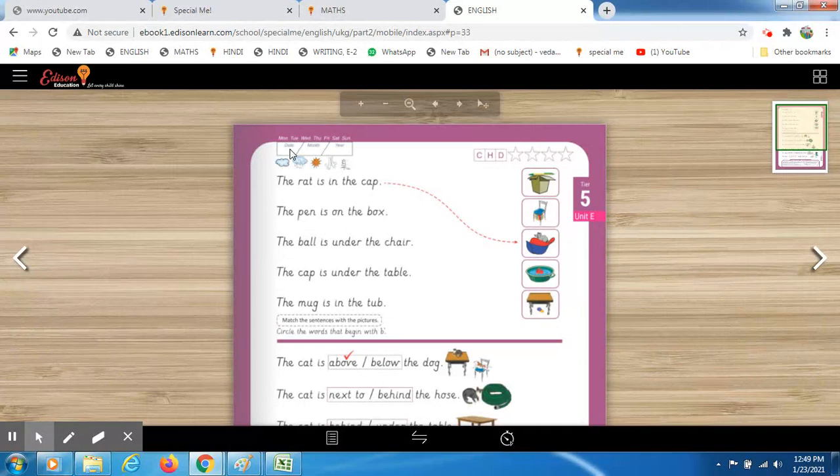Okay, chalo, let's read the next sentence. Okay, here in this sentence, what is written? The pen is on. On का मतलब क्या होता है? ऊपर. The pen is on the box. Okay, so फटाफट से you have to look at all the pictures. Where is the box? See, this is the box. Now, see, there is a pen. Yes, there is a pen on the box. So this one is the correct picture. You just have to match it with the correct picture.